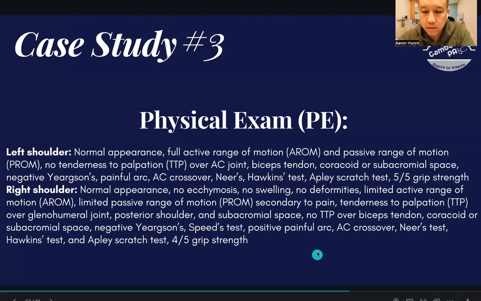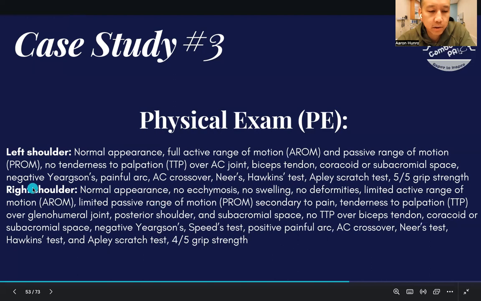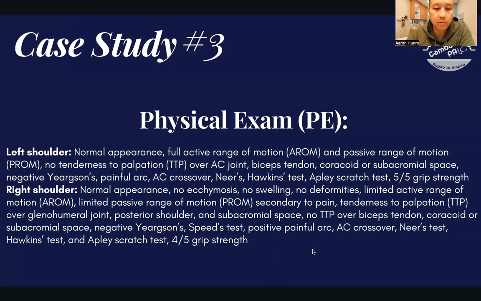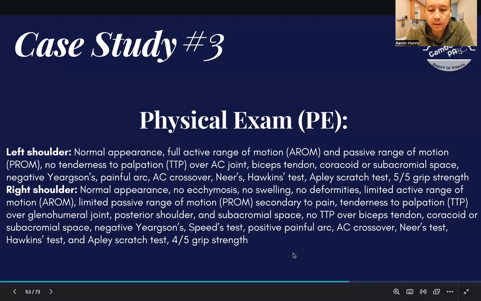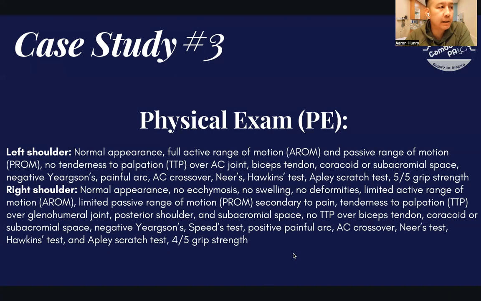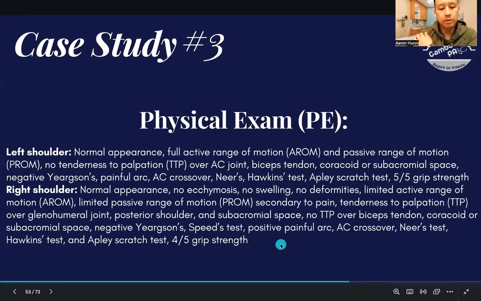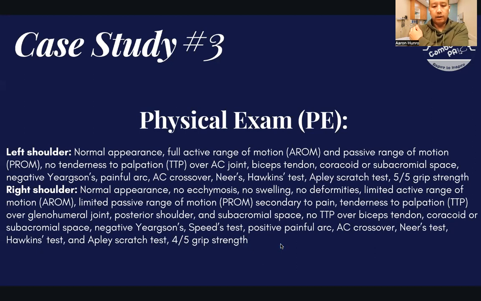Okay, cool. So a couple things on there for the right shoulder. Again, it looks fairly normal. We don't see any deformities to think there's a dislocation, or any major bruising or swelling. He does have limited range of motion, both actively and passively. He has tenderness to palpation over the glenohumeral joint, where the humerus and glenoid meet, the posterior shoulder, so right in the back, as well as the subacromial space, right on the inside of that shoulder.